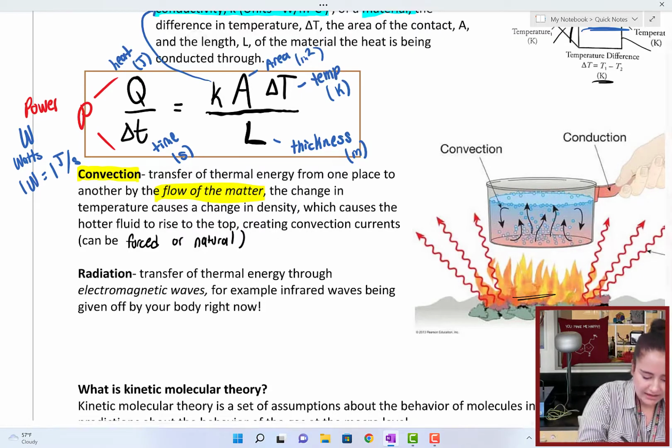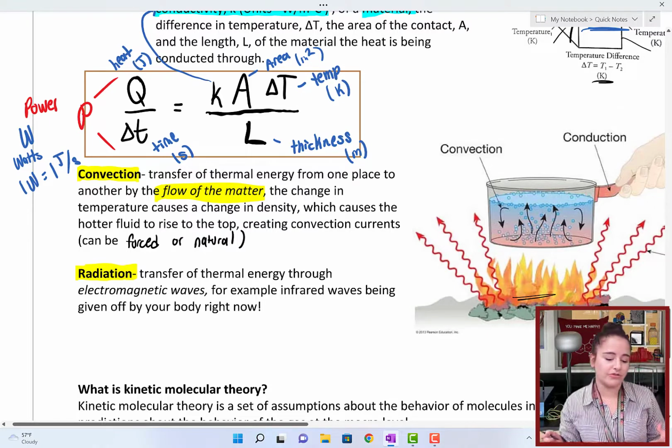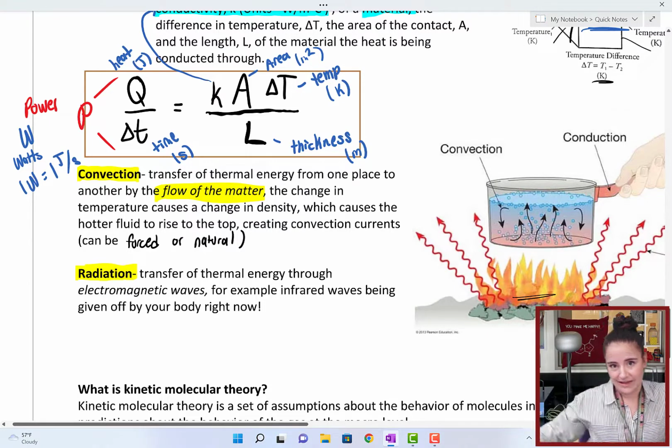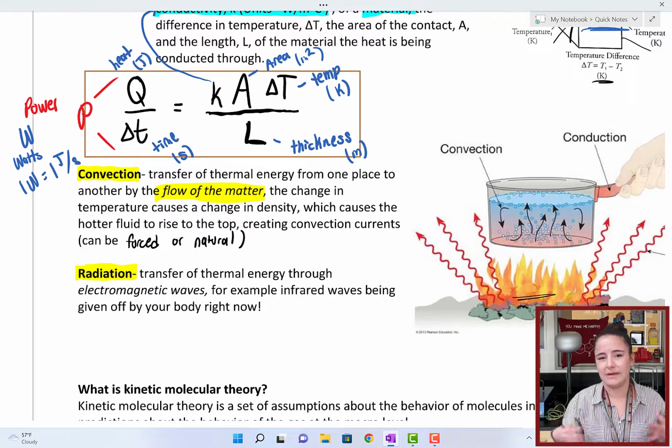Radiation is the transfer of thermal energy through infrared waves, okay? Through the electromagnetic waves being given off by the vibrating electrons in your body.